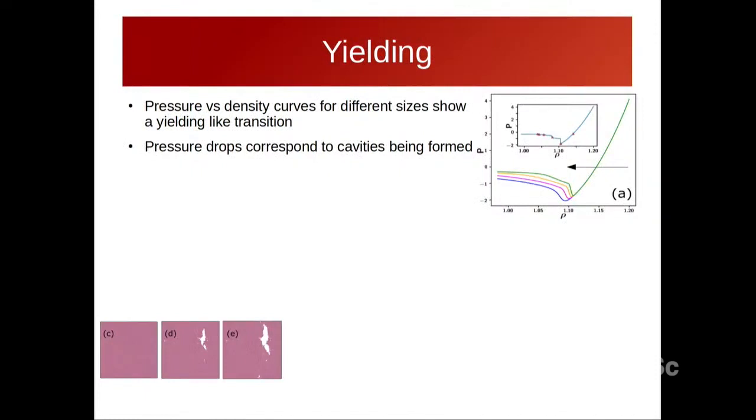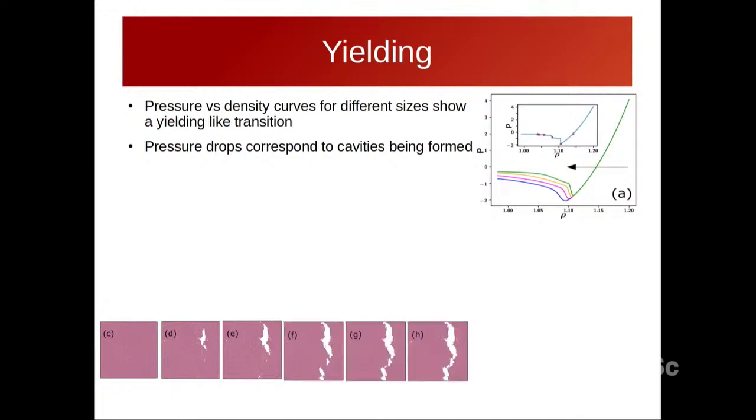If you look at the individual trajectories, this is one individual trajectory and this is the average trajectory. You can see that there are sudden pressure drops. These pressure drops correspond to cavities forming in the solid, and as you expand more and more, these cavities propagate through the system, leading to complete fracture of the solid.